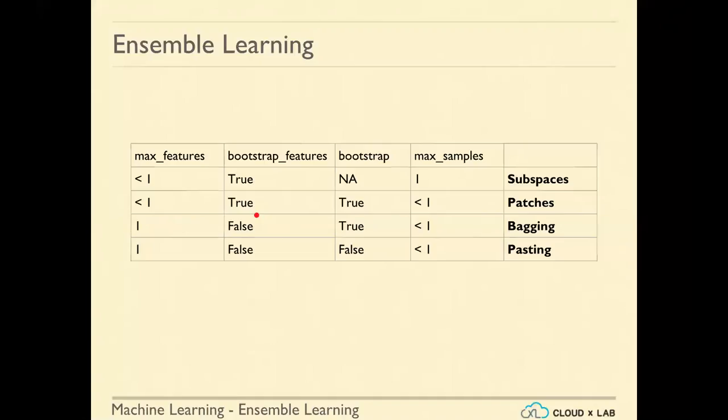So max_samples equals 1.0 means we want to pick up 100% of instances. Max_features being 1 means you want to pick all of the features. Like in the case of bagging and pasting, we did not want to sample the features, right? Therefore, the max features was 1.0.